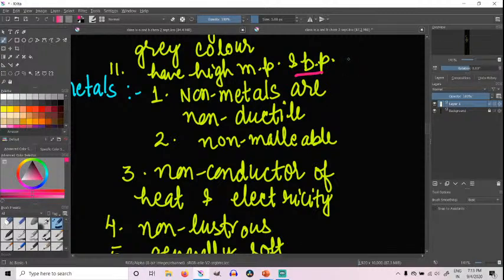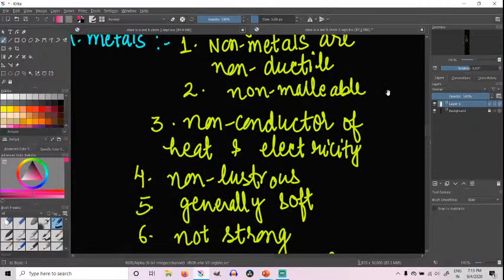And since they have high density, they are good conductors of heat and electricity, because particles are very, very close to each other. So one atom can transfer the heat to another atom, then that atom will transfer the heat to a third atom. Likewise they can conduct heat, and since they possess free electrons, they can conduct electricity also. Understood?